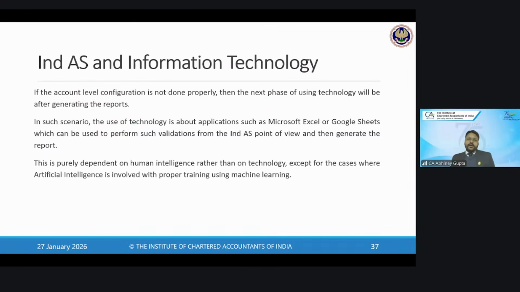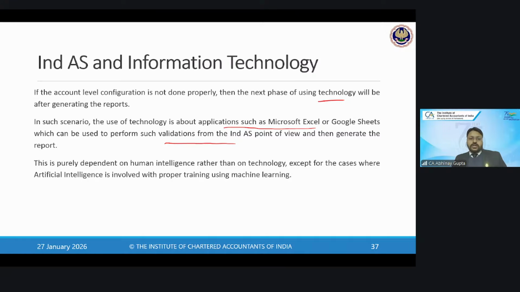If the account-level configuration is not done properly, then the next phase of using technology will be only after generating the reports. In such a scenario, the technology used is applications such as Microsoft Excel and Google Sheets, which can be used to perform these validations from the Ind AS point of view and then generate the report, right?